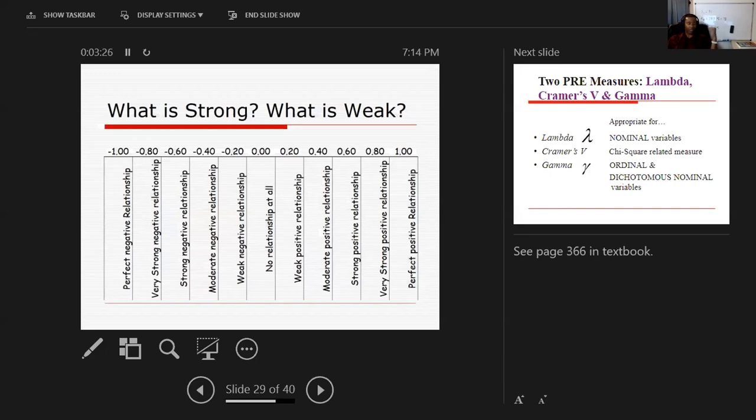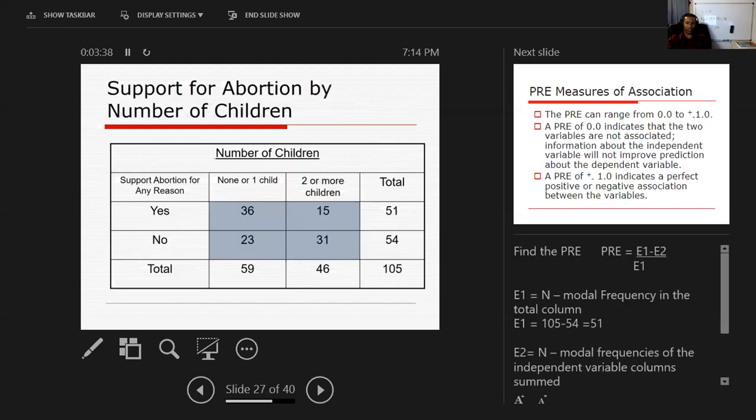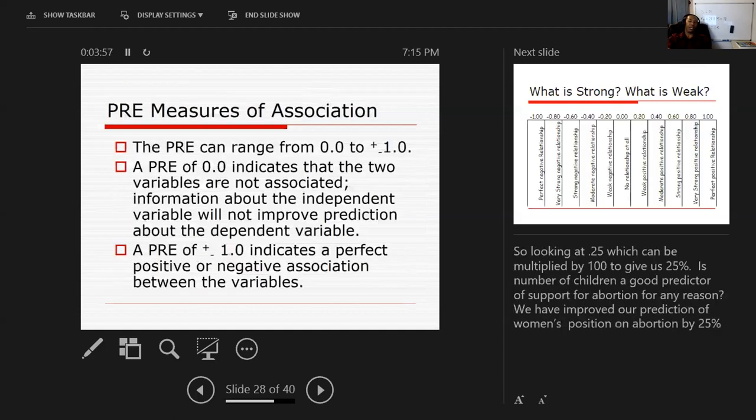So we don't have a weak relationship here with this 0.25. We have a weak to moderate relationship. Now, I guess you could say it's a positive relationship, but typically the whole positive and negative is reserved for ordinal level data. But because these two variables are dichotomous nominal, you can kind of treat them as ordinal in that sense. I'll talk about what we mean by dichotomous coming up.